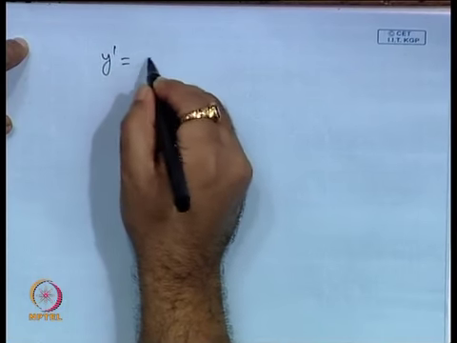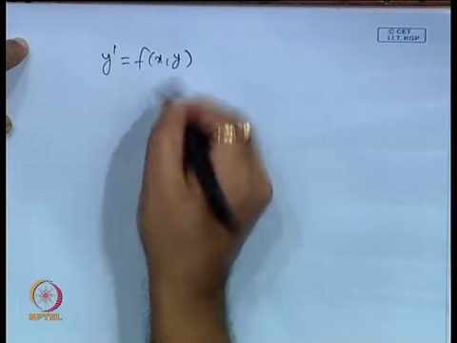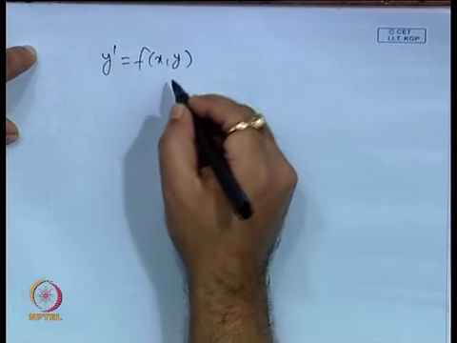Right. So now, having learnt the semi-analytical method, we must proceed to the numerical methods, the so-called numerical methods. Before we proceed further, let us define more formally what an initial value problem is. The simplest is y dash equals f of x, y.